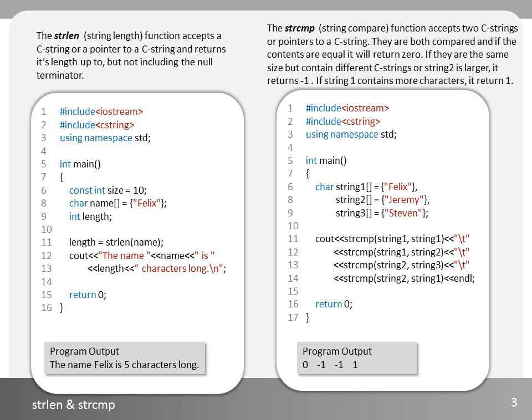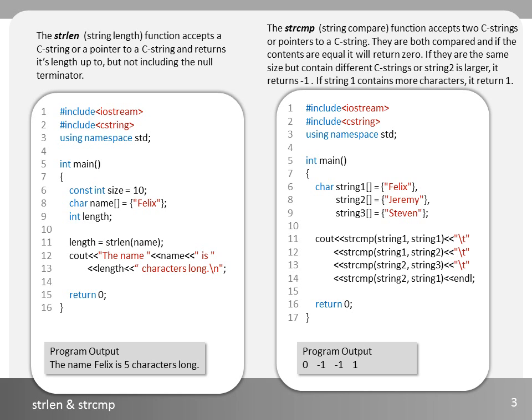On the right, the string compare function accepts two CStrings, or pointers to a CString. They are both compared, and if the contents are equal, it will return 0. If they are the same size but contain different CStrings, or CString 2 is larger, it returns -1. If CString 1 contains more characters, it returns +1. The example program contains 3 different strings that are compared to one another using string compare. The results are printed on the console.